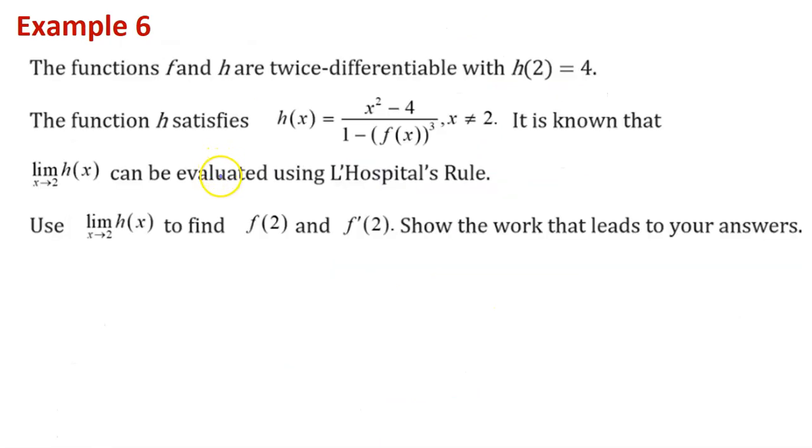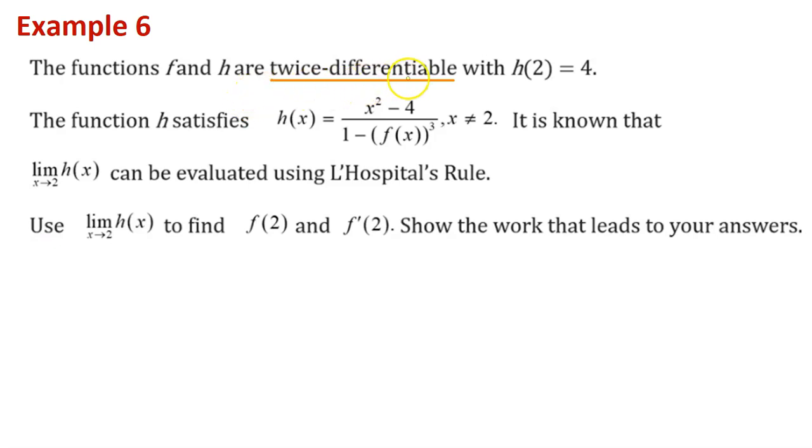Example 6 is a great problem from an old AP exam. It ties together several concepts that we've learned so far in AP Calculus. There's a lot going on, so buckle up. The functions f and h are twice differentiable with h of 2 equal to 4. The function h satisfies h of x equals this expression for x not equal to 2. It is known that the limit as x approaches 2 of h can be evaluated using L'Hopital's rule. Use the limit as x approaches 2 of h of x to find f of 2 and f prime of 2. Show the work that leads to your answers.